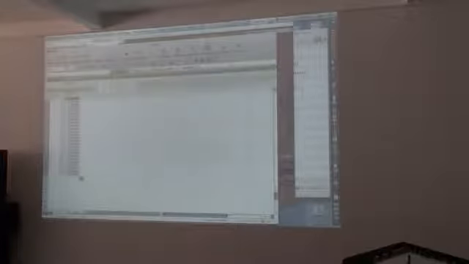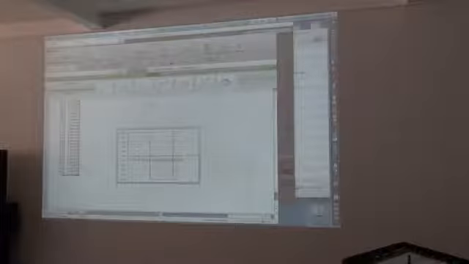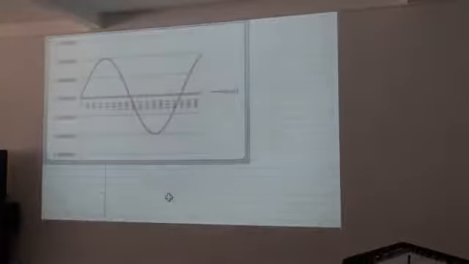Okay, we have all, and then I will do graphic lines. Линейный график. This one, okay, you can see the sine wave.